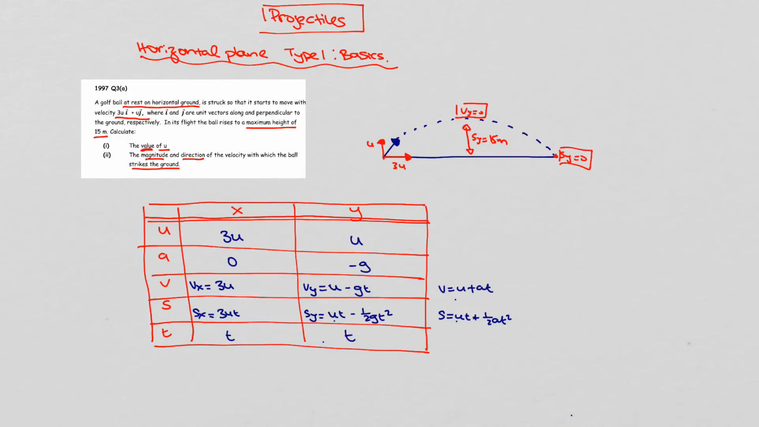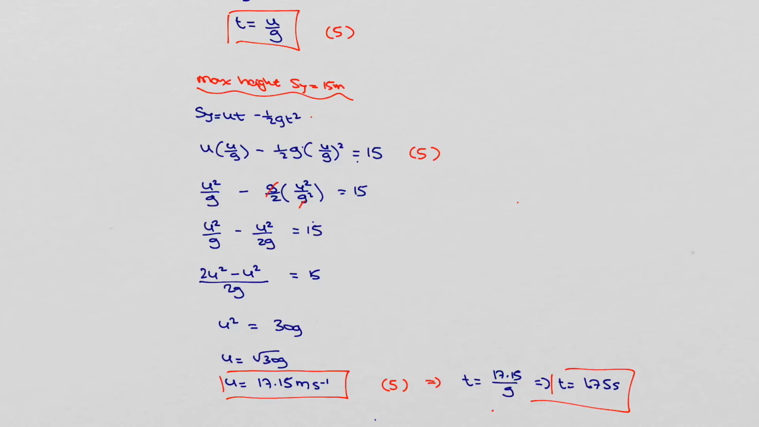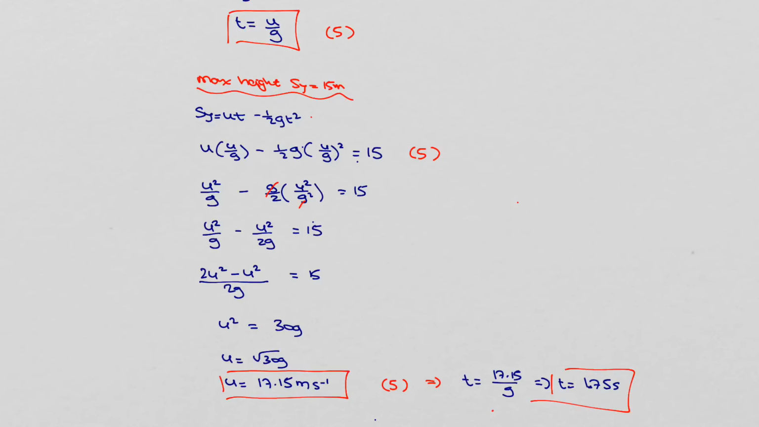Okay, so second part of the question then is magnitude and direction of the velocity with which the ball strikes the ground. Okay, so we know then that the time taken to land is going to be twice the time taken to reach the maximum height. So it's going to be twice 1.75. And in other words, it's going to be 3.5 seconds.